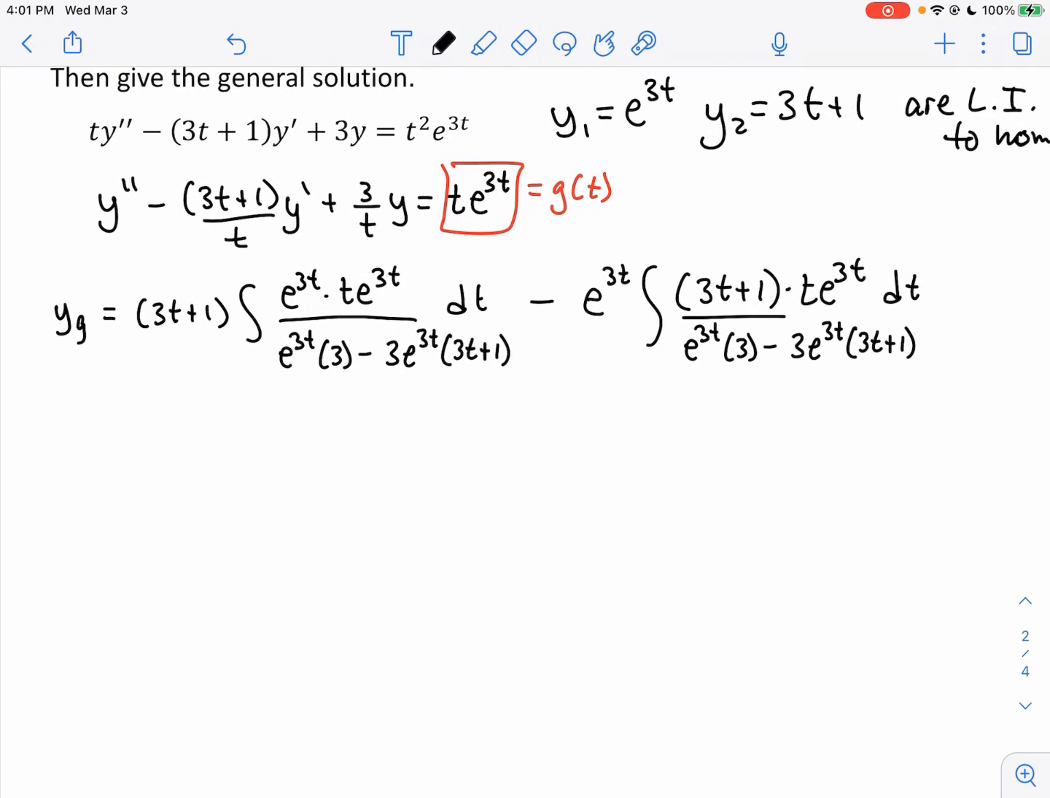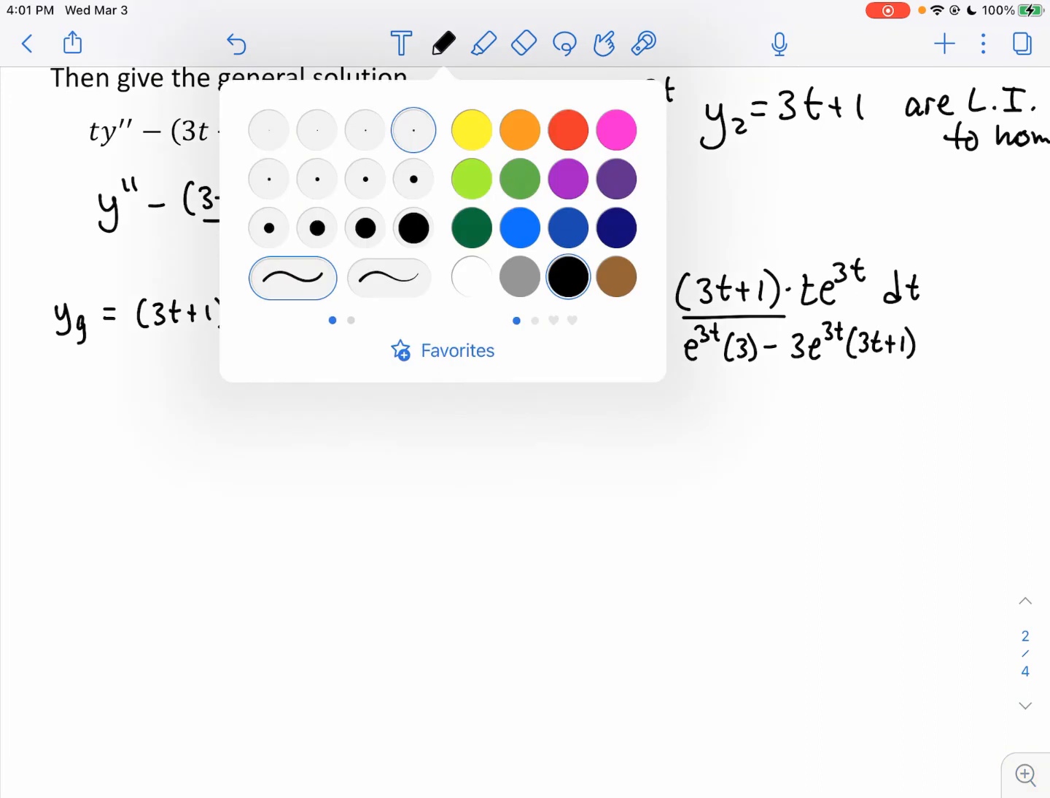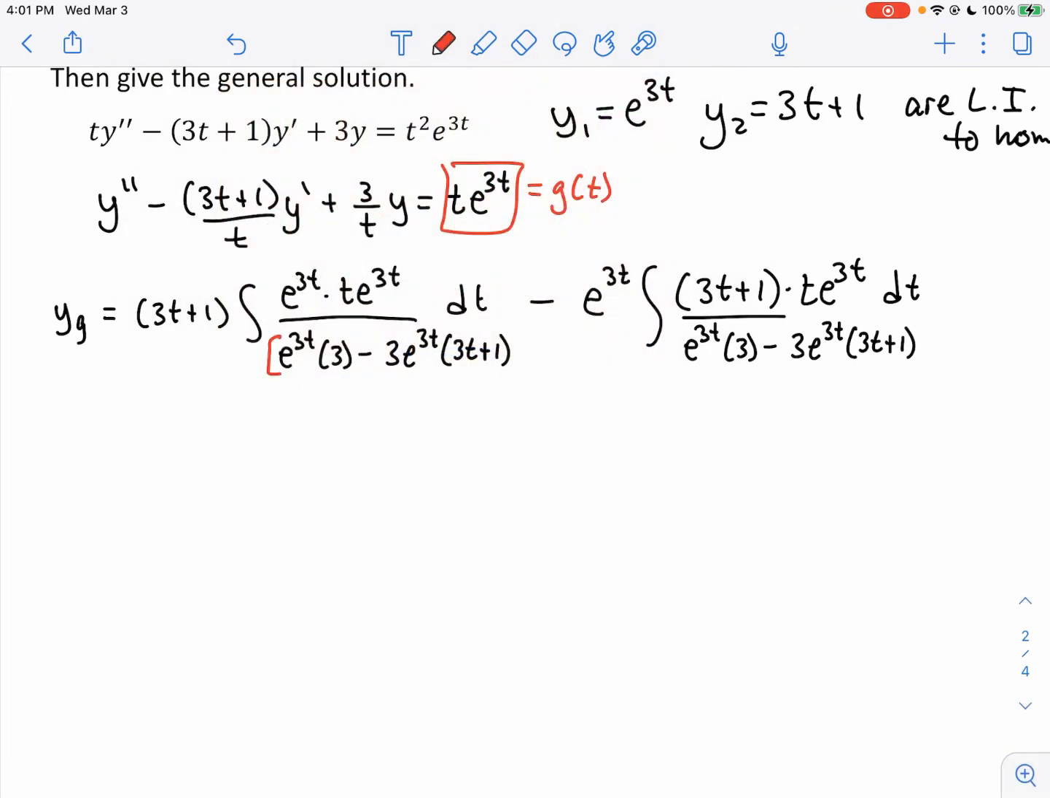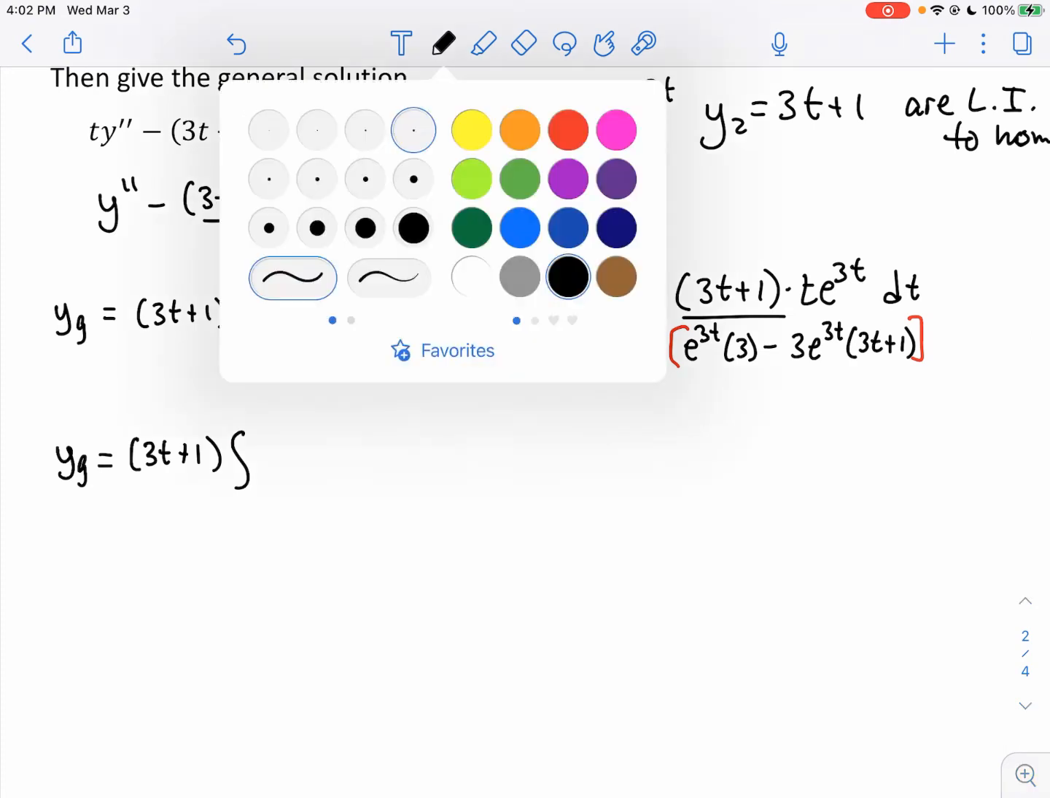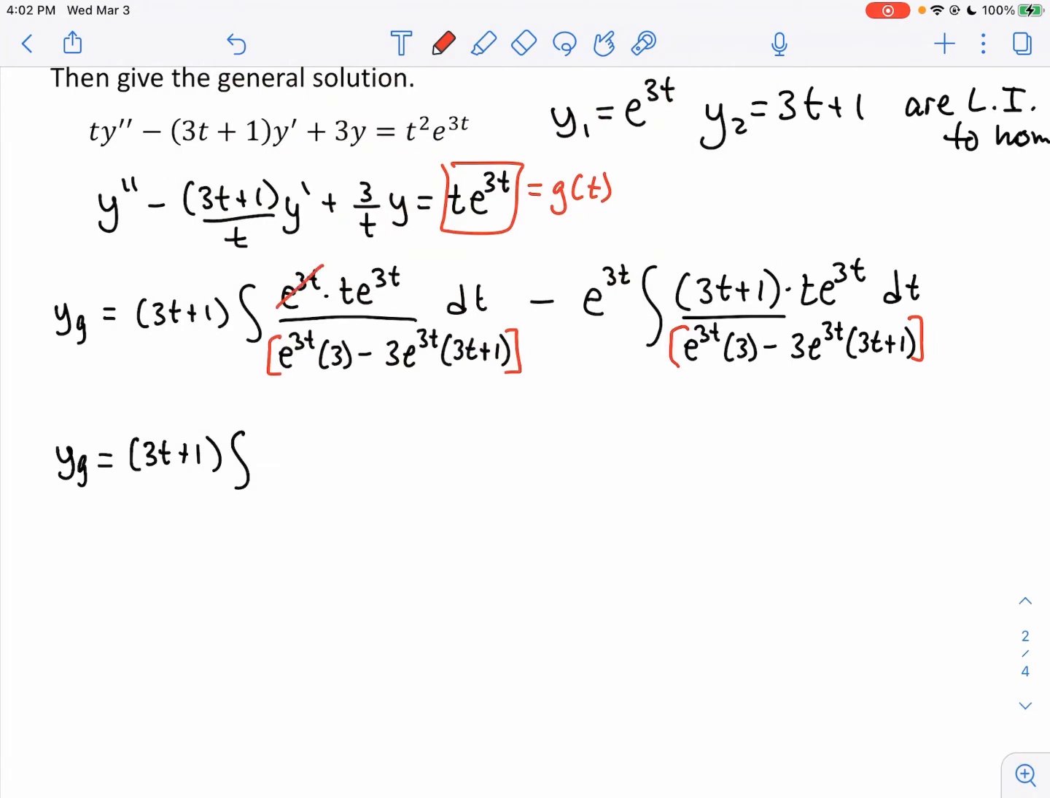There's going to be lots of simplifying that's going to occur. If you look at the denominators, you could factor out an e to the 3t from both denominators. That's going to cancel with an e to the 3t up above. Let's see what happens when we do this. Y sub g is equal to 3t plus 1 times the integral, and I'm going to go ahead and do the factoring and the canceling. So this e to the 3t is going to cancel with that one and that one. They're gone. And over here, this e to the 3t is going to cancel with both of those.